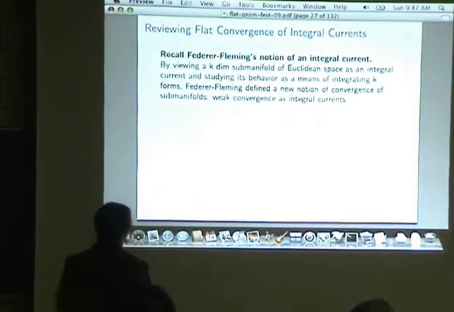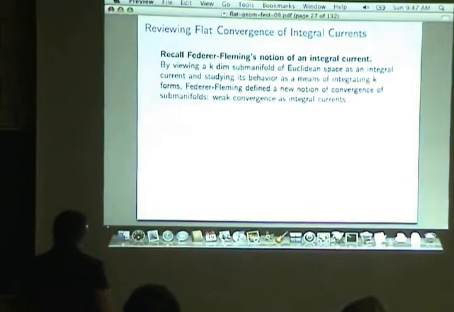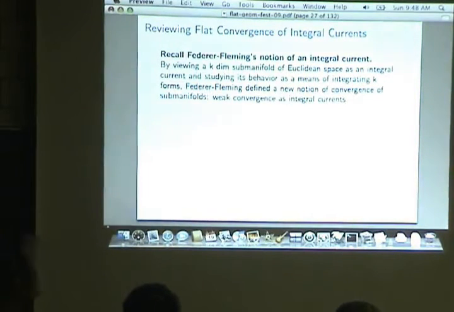So let's go over flat convergence. Federer-Fleming came up with the notion of an integral current. So what you do is you take a submanifold of Euclidean space, so we'll just stay in Euclidean space for a little while. You take a k-dimensional submanifold of Euclidean space, and you think of this k-dimensional manifold as acting on k-forms. So k-differentiable forms sitting in the space, and you think of this submanifold as an integration over k-forms. So it's a functional on the k-forms.